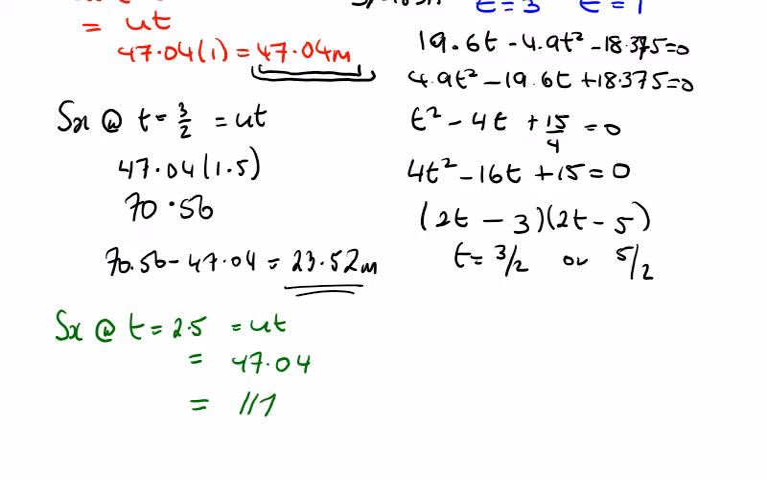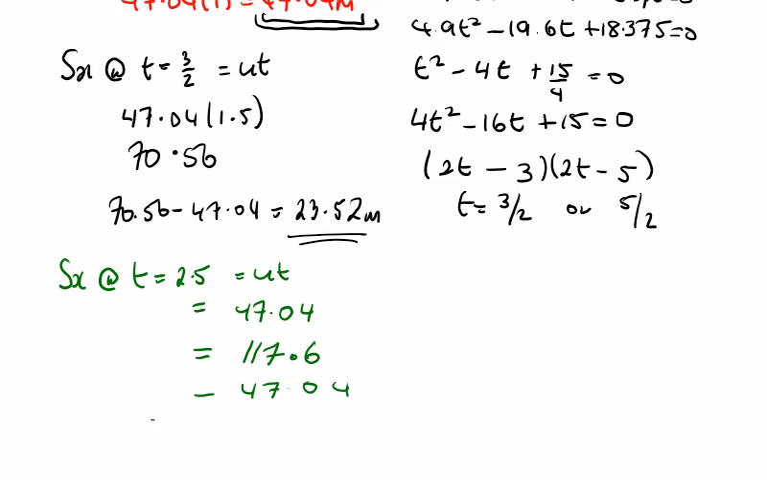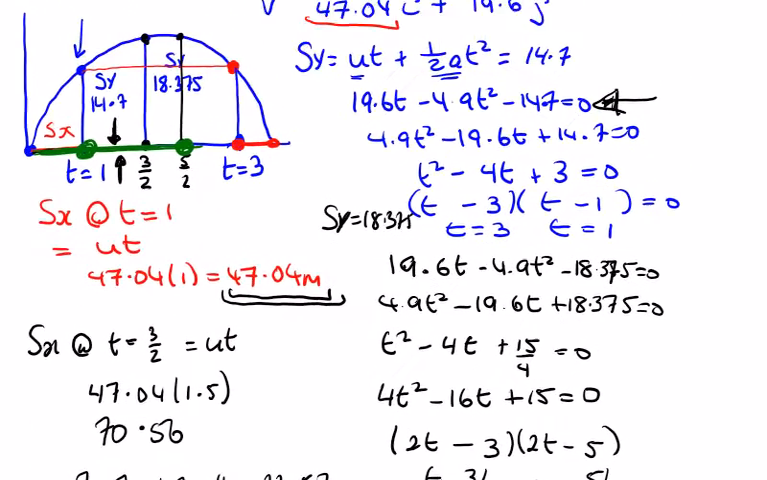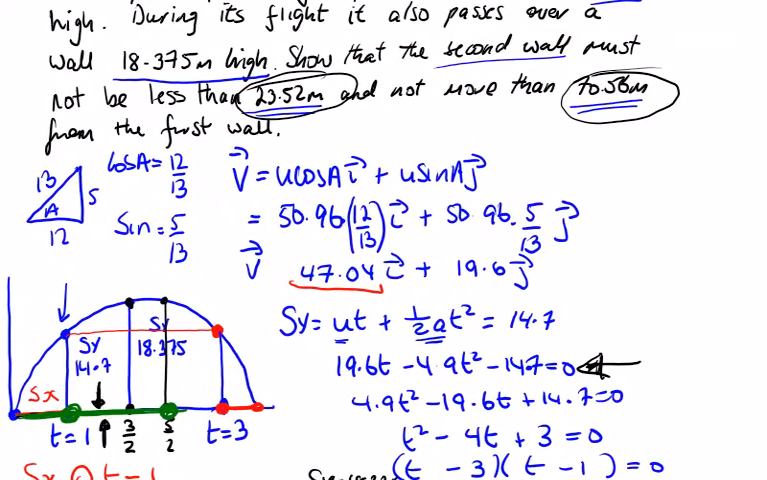I'll just double check this, 117.6. So if we take away 47.04 from that, we are going to get 70.56 meters. Is that what they asked for? Thank God they asked for 70.56 meters.